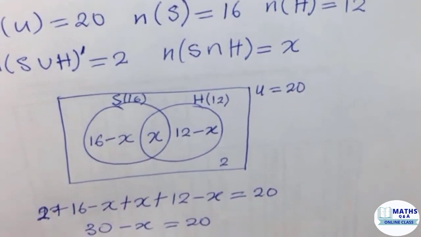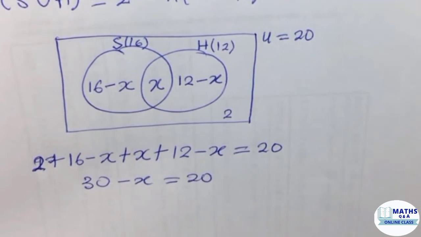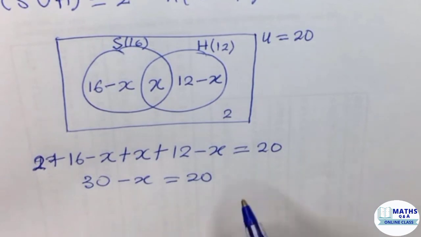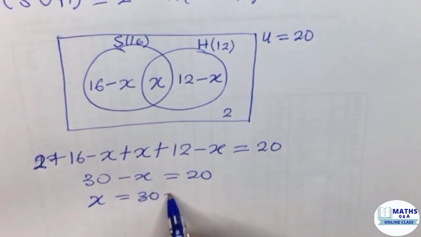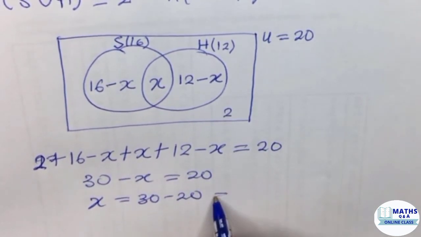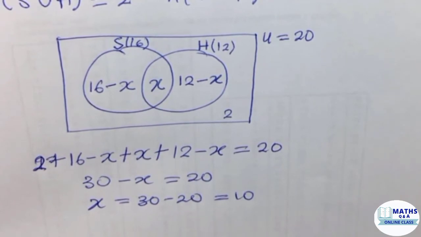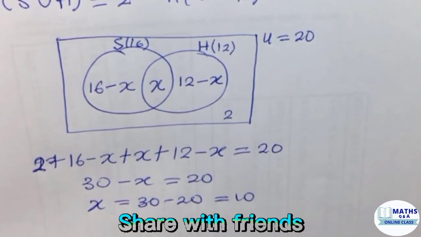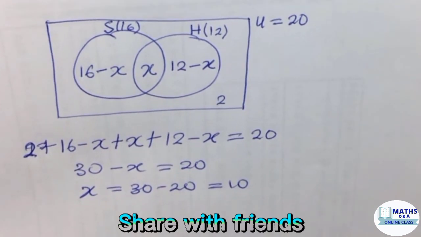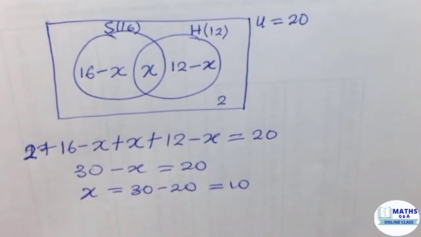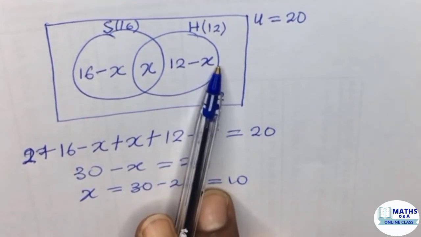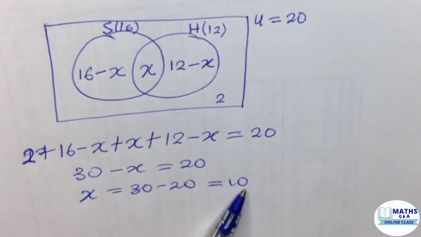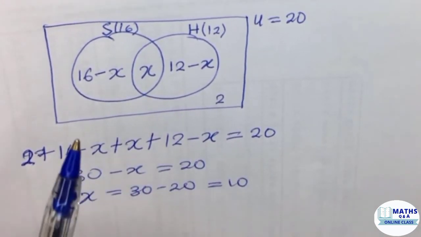The next thing that we have to do in here is to make x the subject. So we can send x across the equal to sign, send 20 there, and then x is going to give us 30 minus 20, and that is giving us 10. Now we need the number of students who play hockey only. Okay, hockey only. Now, hockey only from the Venn diagram is 12 minus x. Now, x is giving us what? 10 students who play both soccer and hockey.